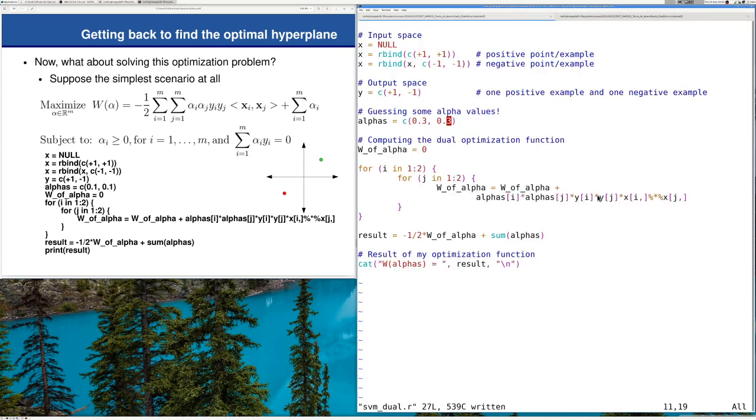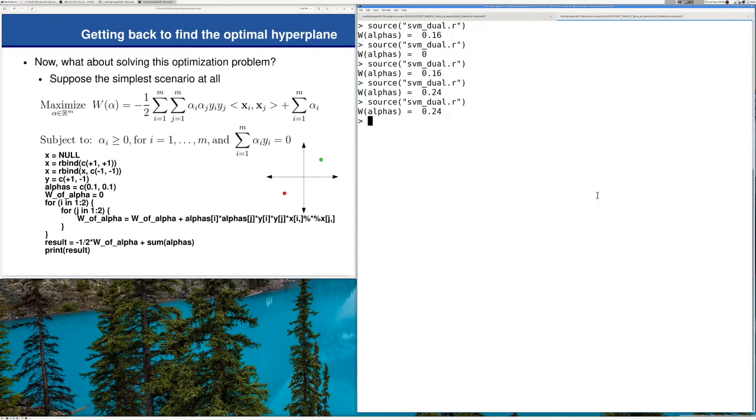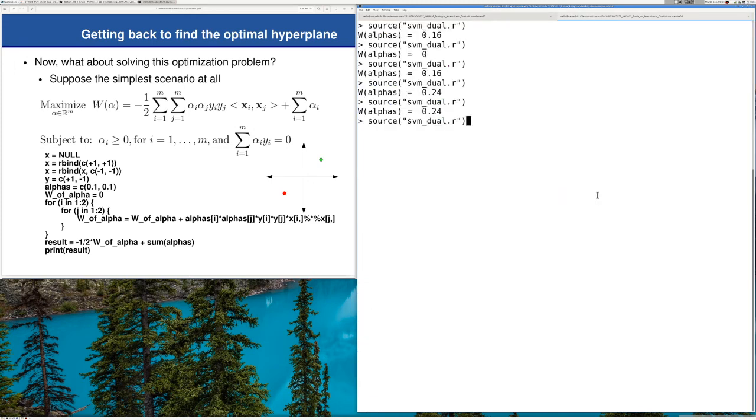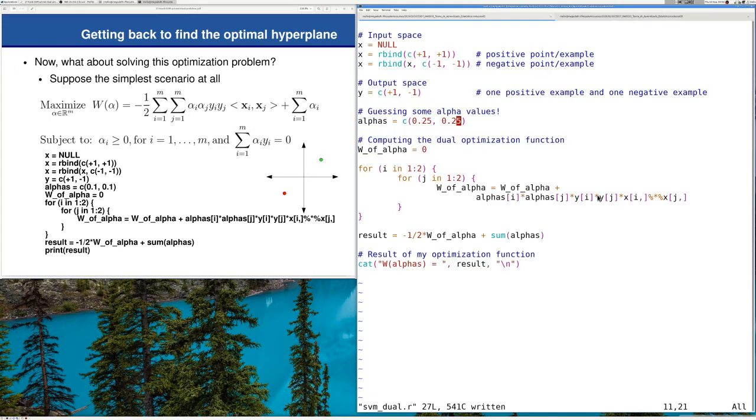Yeah, let's see, maybe 0.2. Let's see what happens if, instead of 0.1, I try 0.2. 0.24 again. What happens if I try 0.25? Let's see. Wow, that's even better. Whoa, that's good.